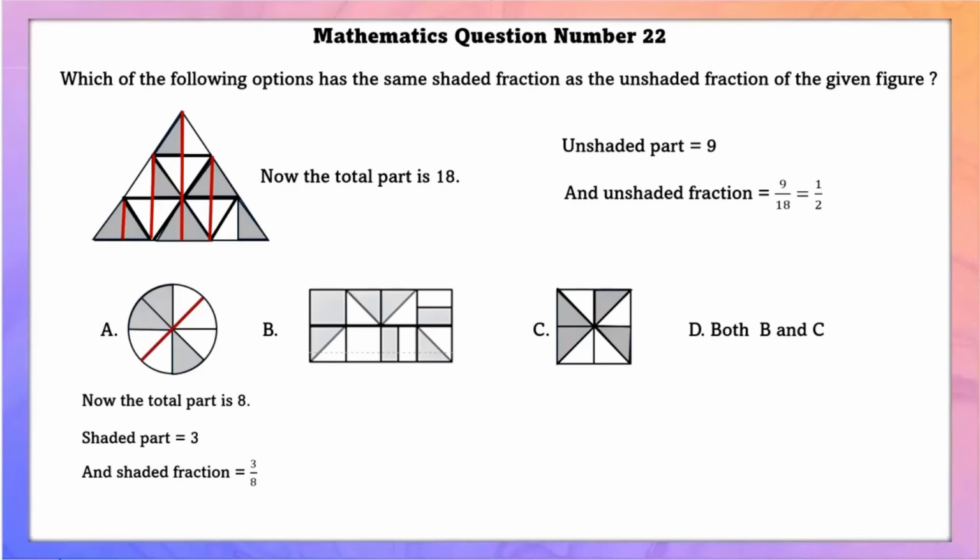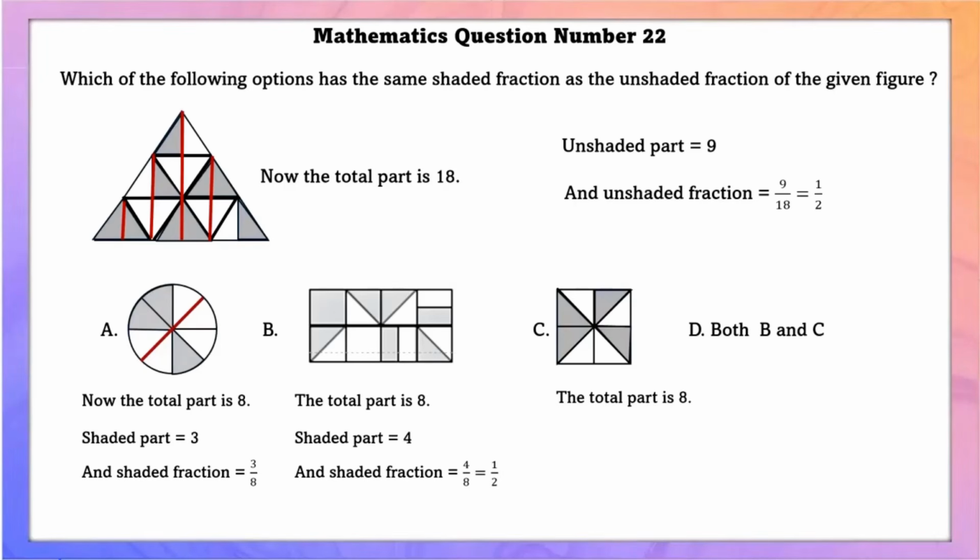In the A option, total part is 8 and the shaded part is 3 and the shaded fraction is 3 by 8, not 1 by 2. In the B option, total part is 8 and the shaded part is 4. Fraction is equal to 1 by 2, so B option is correct. In the C option, total part is 8 and shaded part is 4 and the shaded fraction is equal to 1 by 2. So both B and C are the correct option.